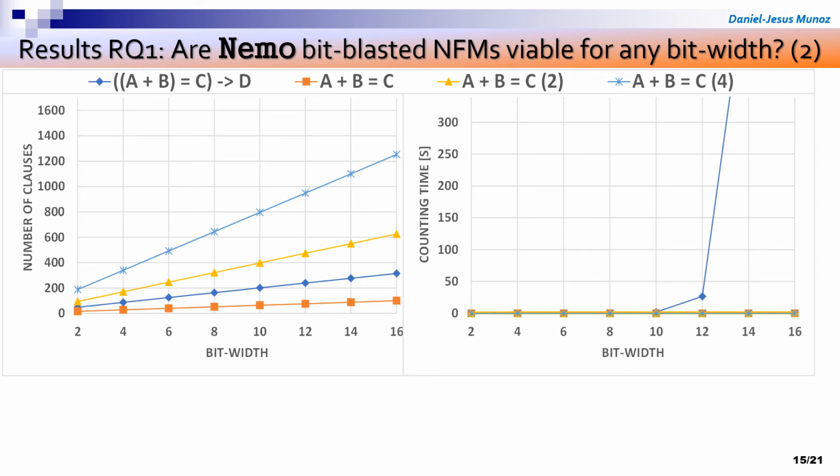We can see how the nesting on the right graph is taking the longest to count compared to the others, where the differences are negligible. On the left side, we can see that the number of clauses generated is higher for the duplication than for the nesting.